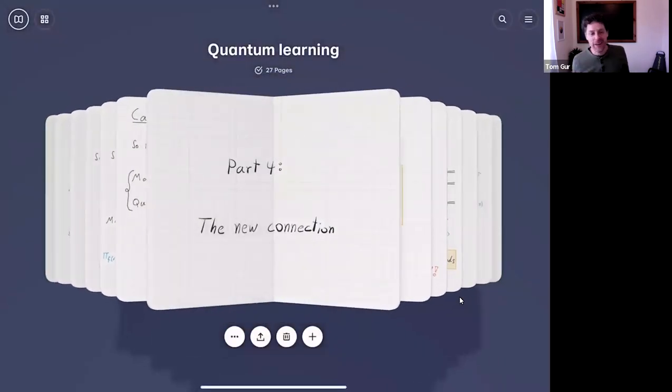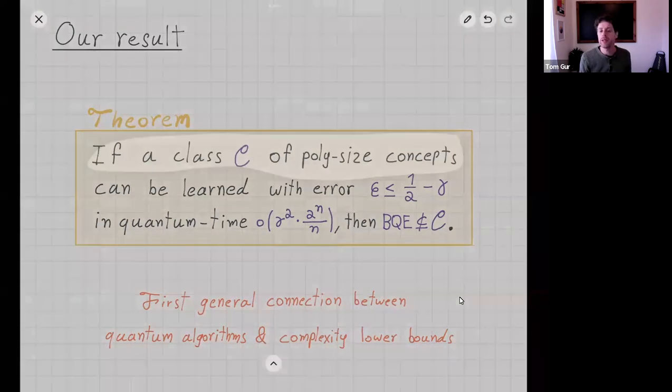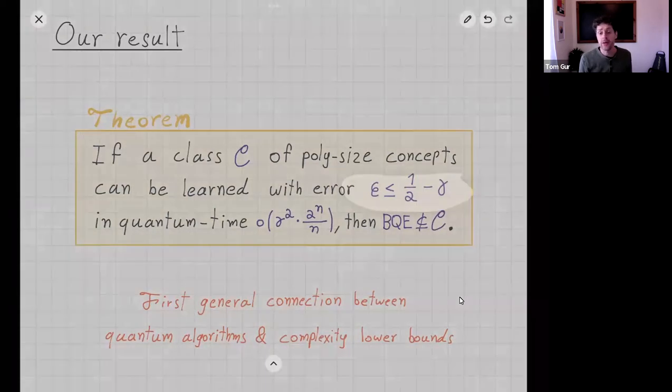So now we're finally getting to the interesting part, which is this new connection, which essentially would say just that. That's a theorem that we're proving. Let me try to break it down slowly. We're starting with a class of polynomial-size circuit concepts. Suppose that we can learn them with error, let's say, half minus gamma. What do I mean by that?